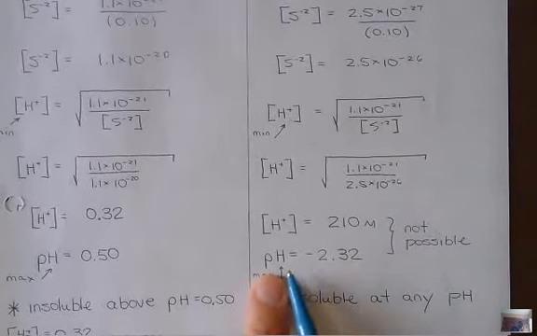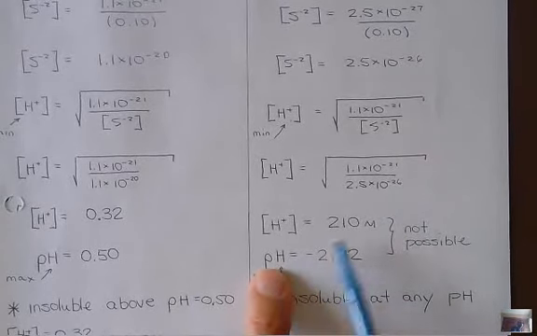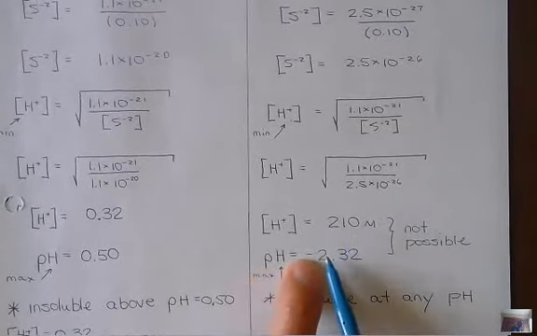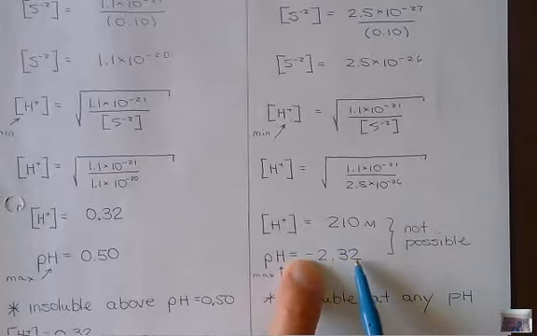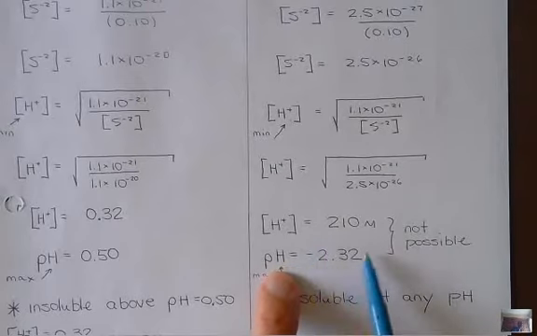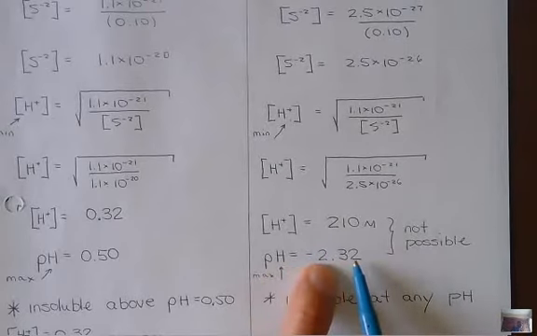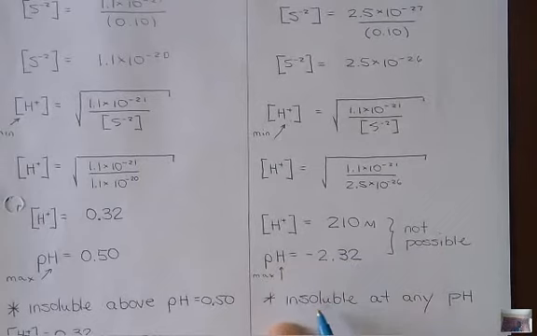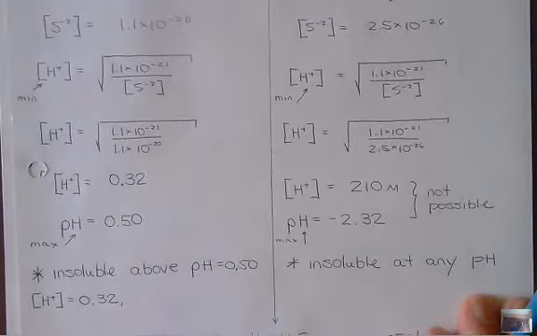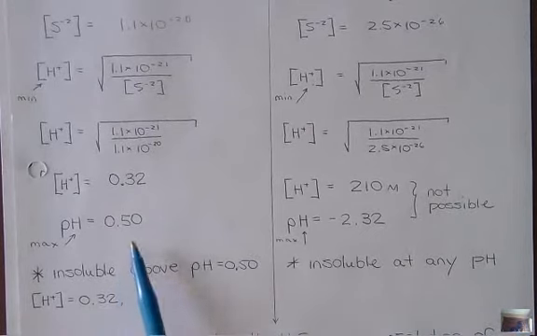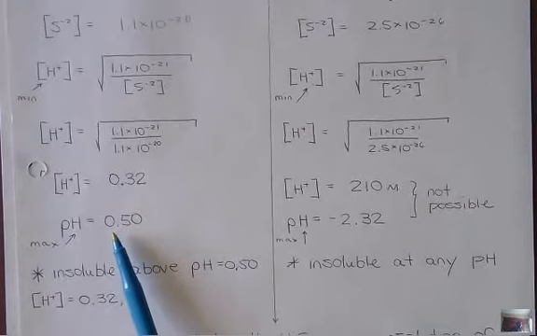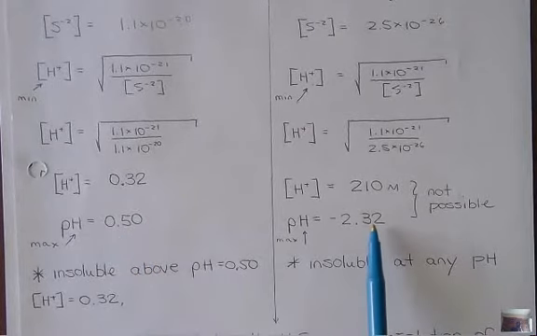I just got distracted. So that means that the pH of 210 is negative 2.32, right? So again, can't go that low. I don't even care. Sulfuric acid, there's no acid that you can get a pH that's low. So this is going to be insoluble at any pH. The zinc is going to come out at 0.5, which is possible, a pH of 0.5. The lead is never going to come out.